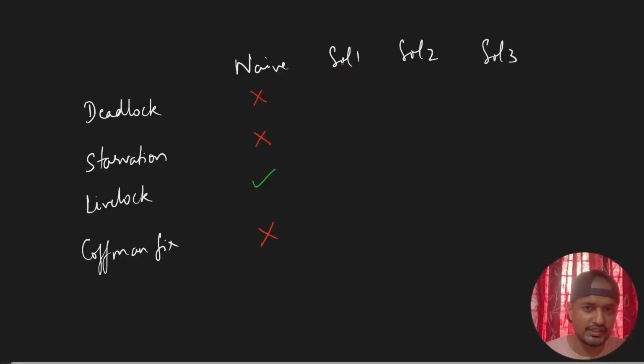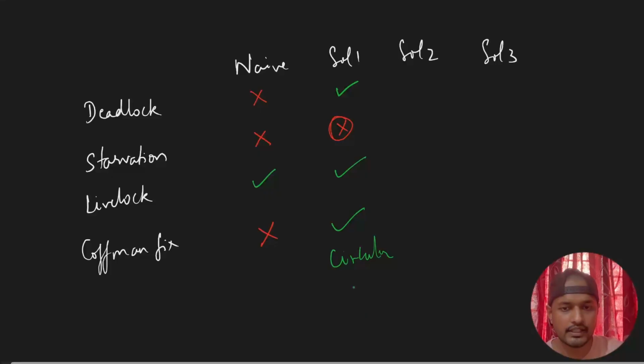Now in first solution, without semaphore, were we able to resolve the deadlock? Yes, we were able to resolve the deadlock. But what about starvation? So not completely, right? Starvation was still possible here, correct? What about live lock? Live lock was not present here. And what is the Coffman fix that we did? Coffman fix we did, and we were breaking the circular wait, right? Circular wait condition we broke here.